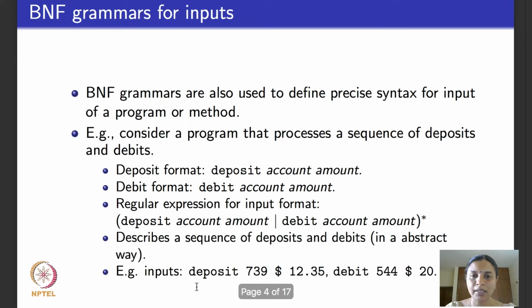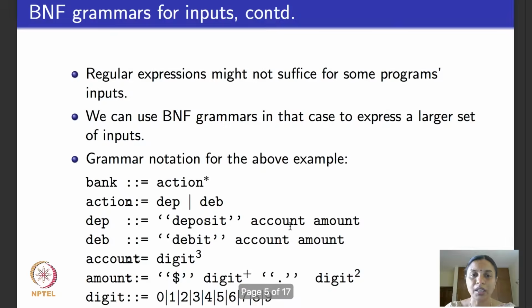In this slide, I had given it to you as a regular expression. Here, I am giving it to you as a grammar. How do I read it? I read it as follows. So what is a bank? Bank is a sequence of 0 or more transactions denoted by action star. Then the next rule says action could be a deposit or a debit. DEP is short for deposit, DEB is short for debit.